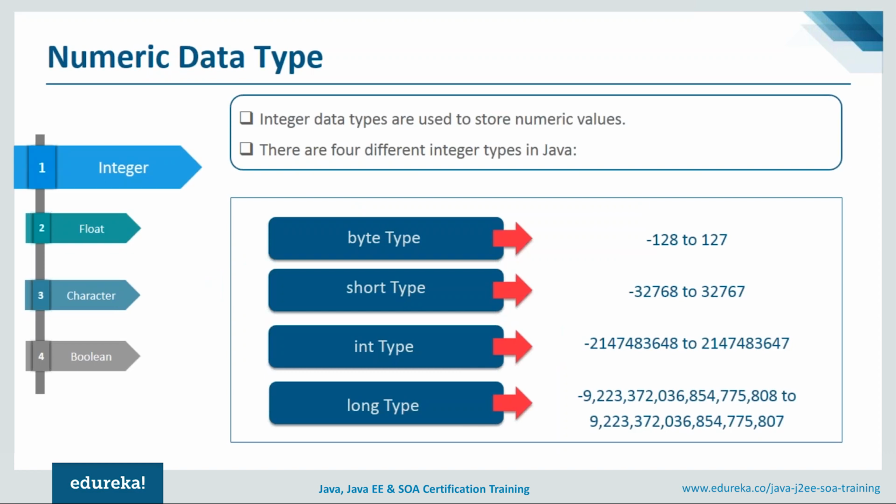Let's start with integer. As I said, integer is used to store whole numbers. Now, integer can be classified into four different types. I have byte, short, int, and long. Why do I need to have so many different types? Mainly, this is where your memory management concept comes into the picture.